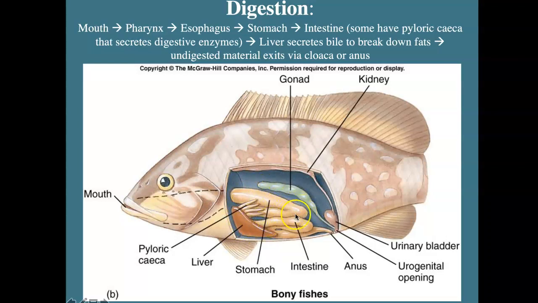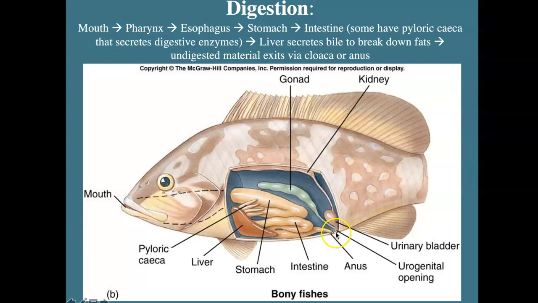And then the food will go through the intestines, where you're going to have a lot of absorption of the nutrients. That's why they're really long, because it maximizes your surface area. And then the liver will also help to secrete some digestive enzymes to break down fats. So just like our liver, their liver produces bile that will help them break down fats. And then that undigested material is just going to exit the cloaca or anus. So some of your bony fish actually have 2 openings.